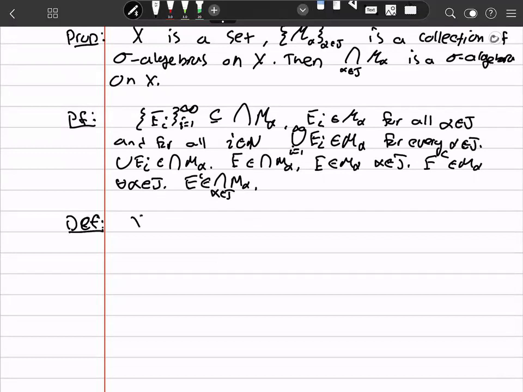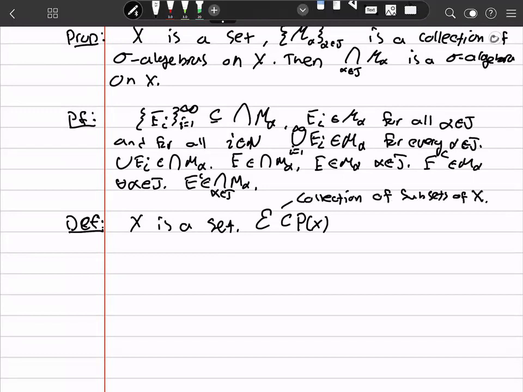So we're going to have X as a set, and we're going to take E to be a subset of the power set of X. Okay, so now X is a set. E is a collection of subsets of X. So this is just a collection of subsets. Right, so E is just a non-empty collection of subsets of X.